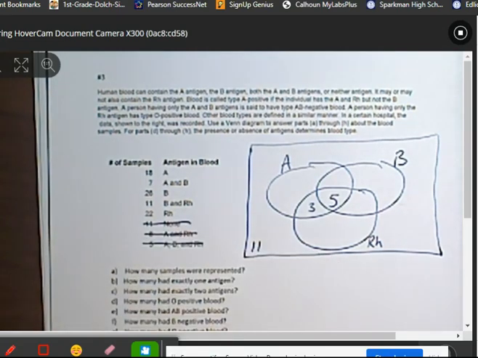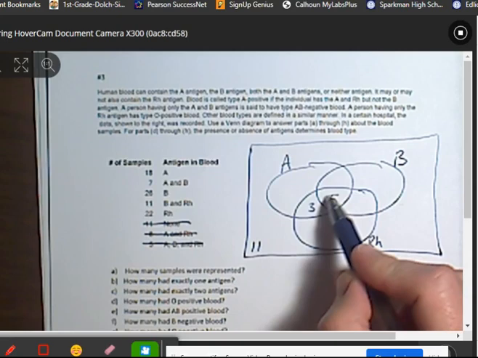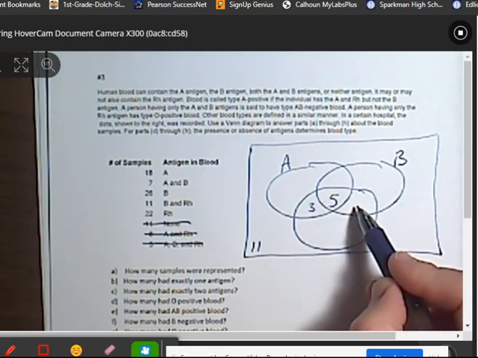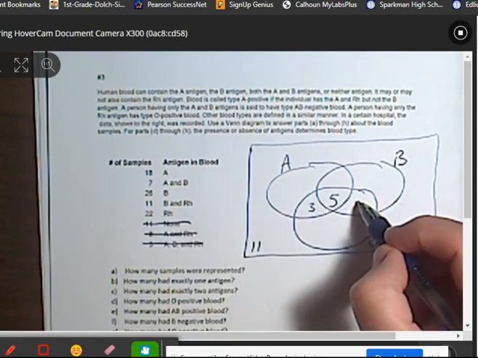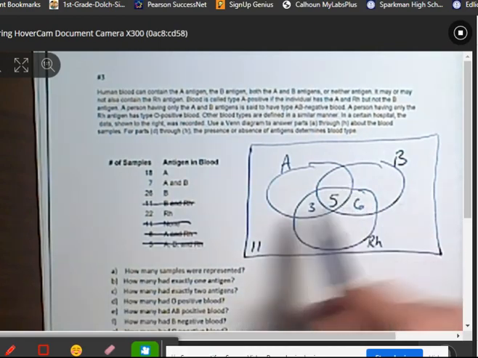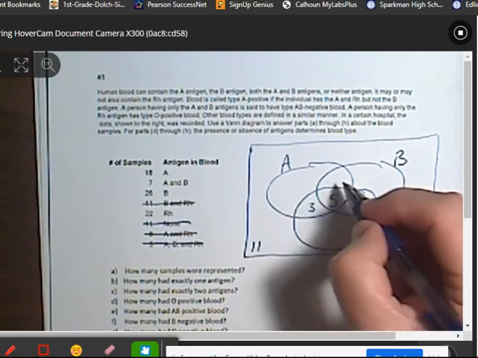It says there's 22 total with RH. We don't need that one yet. Come back to that one. The B and the RH, that's 11. So that would be the part that's over here. There's 11 that has both of these two in common. Well, if there's 5 that's already in the middle, we'll do 11 minus 5. So that'll make that part out to be 6. And then the last one up here with A and B, there's 7. So we do 7 minus the 5. That will make that one out to be 2.